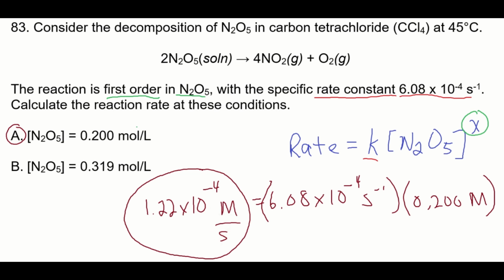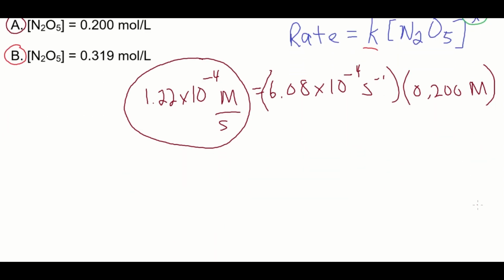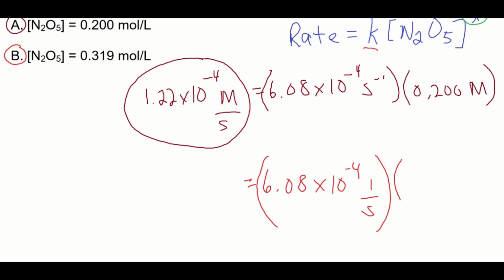Now let's do part B. The setup is the same. We're given the rate constant, K, that's 6.08 times 10 to the negative 4 per second. This time I'll write it a different way, so you get different looks. All right, so that's K. Now the concentration of the only reactant I have is given to us as well. That's 0.319 moles per liter. So I'll write this a different way as well.